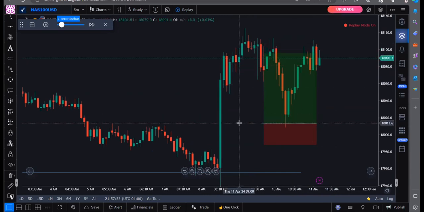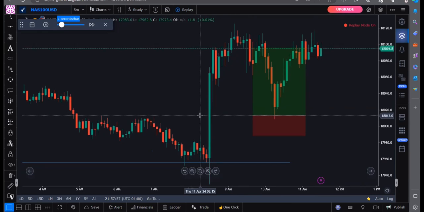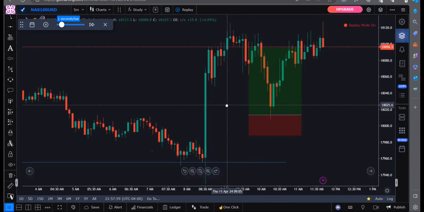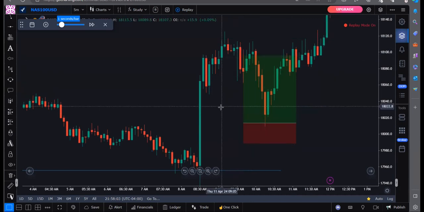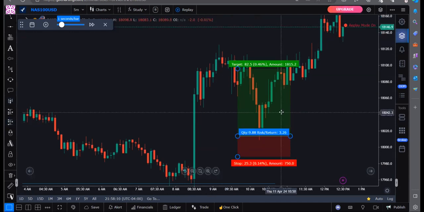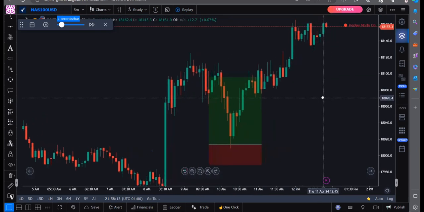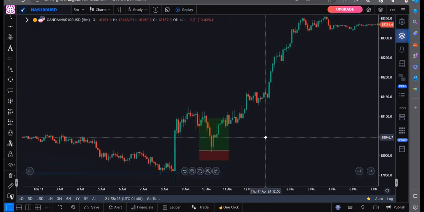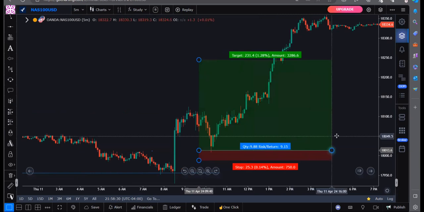Okay, so that was pretty simple. As you can see, we just entered at the 50% retracement of the imbalance area, and I targeted these highs. Obviously, you can target the high of the day, which was around that area, but for the purpose of this video, it was a 3-to-1 risk reward. As you can see, guys, this was the outcome of that trade. It was a huge monster trade.